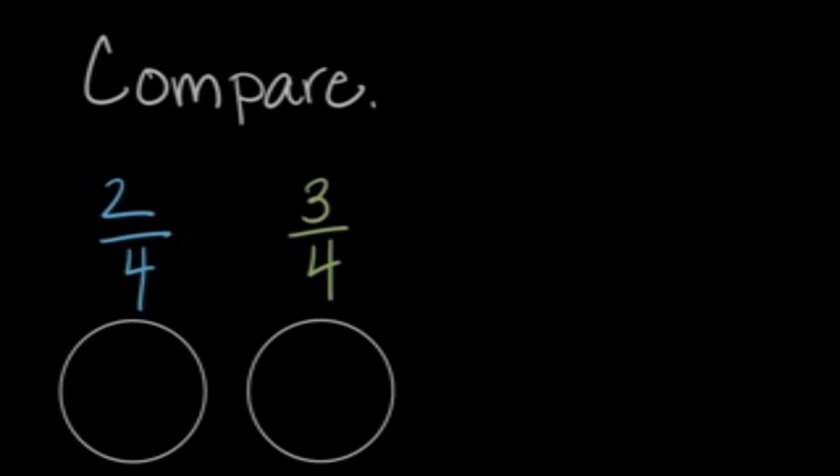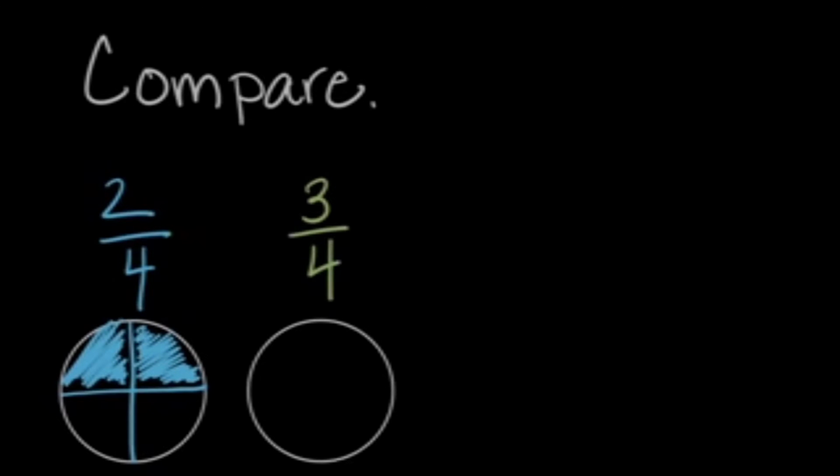So let us draw 2/4. 2/4 means we have taken a circle and we will divide it into 4 equal parts. Now, how many parts we will take? 2 parts. So, we are shading 2 parts out of 4 parts.